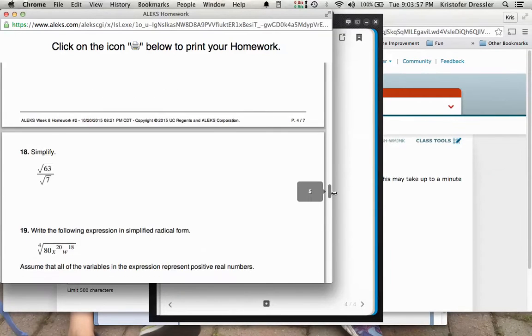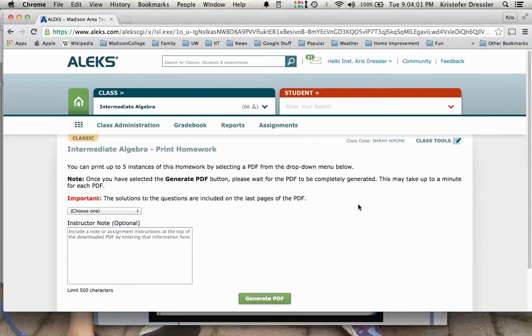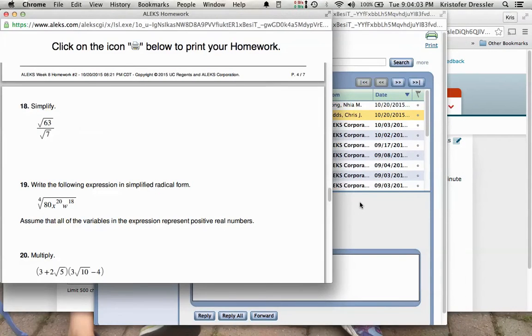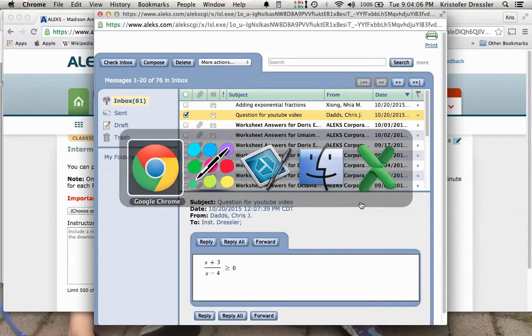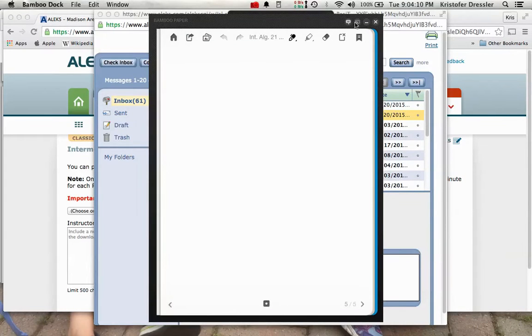What is 18 all about? Root 63 over root 7. That's a good one. So root 63 over root 7. Let's do that. So number 18, homework number 18 is square root of 63 over the square root of 7, and we're supposed to simplify that.